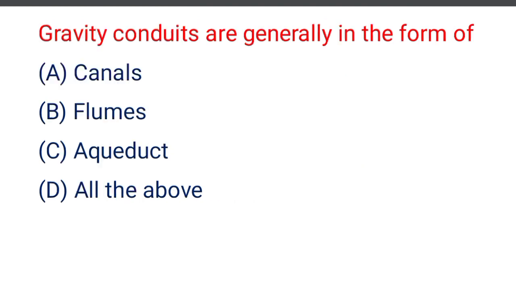Next question, gravity conduits are generally in the form of option A canals, option B flumes, option C aqueduct, option D all the above. The correct answer is option D all the above.